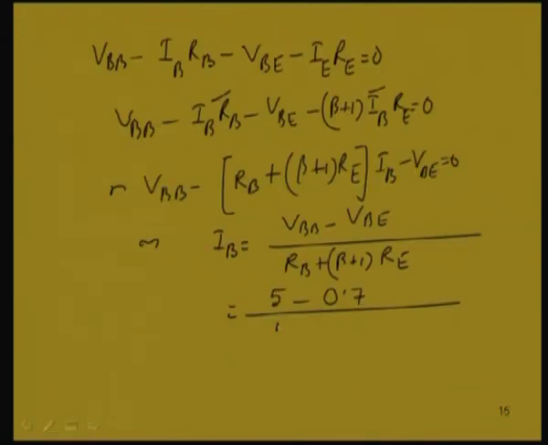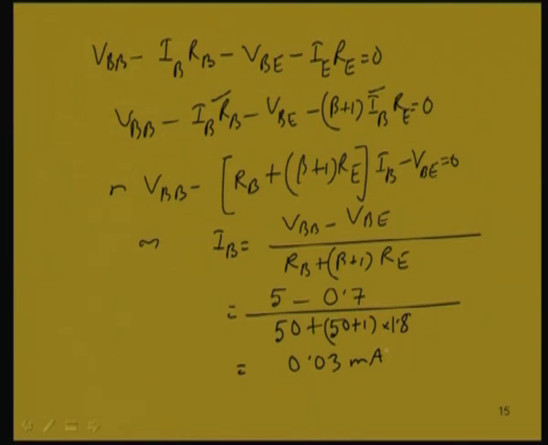So, 50 plus beta plus 1, beta is given as 50, plus 1 into RE value, RE is 1.8. Now, doing this calculation I get that IB is equal to 0.03 milliampere, or it is 30 microampere.